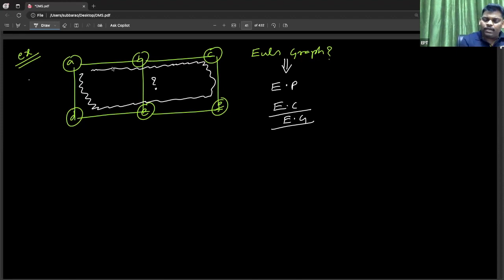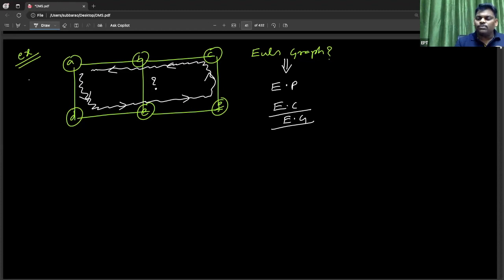I am here. So I came like this. But what about this edge? Some of you may say, sir, I will go back. If you go back, the edge is repeating. Am I right or not? If you go back, the edge is repeating. Am I right or wrong?